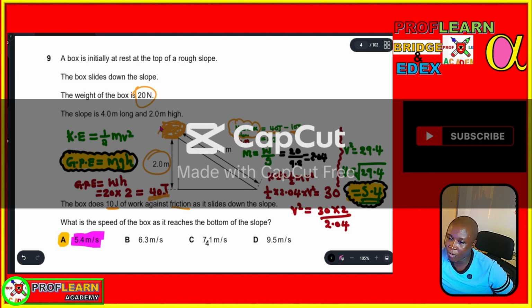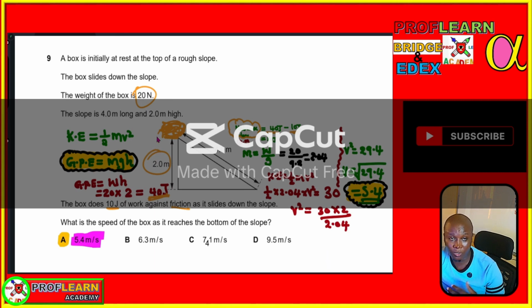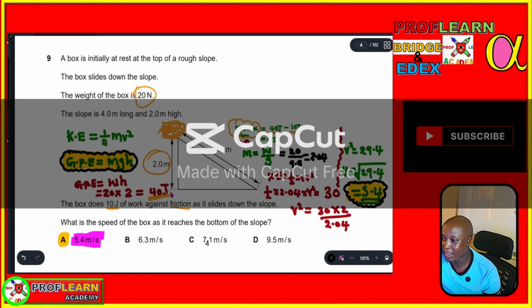Then when it slides down, it's going to work against friction. So part of the gravitational energy will be lost to work against air resistance. So the energy that is wasted is 10 joules, which means the energy that will be converted to kinetic energy will be 40 minus 10. So we shall have 30 joules as kinetic energy in that case.